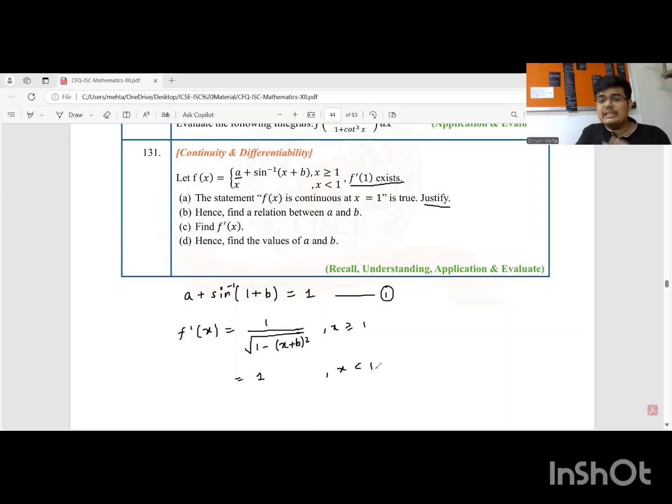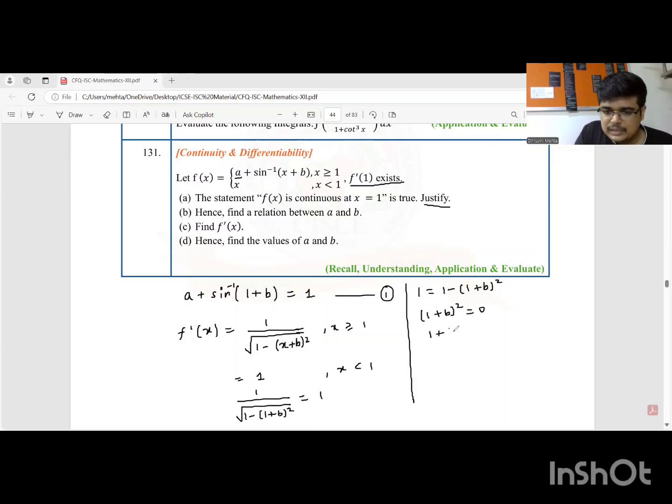Now, students, because the function is differentiable, we can replace x with 1 in this case and solve. When you replace x with 1 over here, we will get 1 upon root of 1 minus 1 plus b the whole square is equal to 1. The left-hand derivative is equal to right-hand derivative. You keep solving this, students. I'll square both sides and multiply. We will get 1 minus 1 plus b the whole square. This one is getting cancelled, students. We are left with 1 plus b the whole square is equal to 0, which means 1 plus b is 0. And from here, we get b is minus 1. Once you get b is minus 1, you can substitute it over here. You will get a plus sine inverse 0, which is 0. So a is 1. So these are the values of a and b. A is 1, b is minus 1.